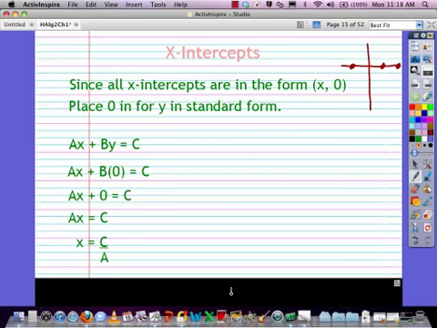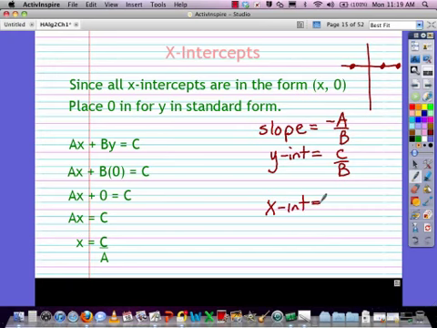Putting them all in perspective, we can now say that the slope in standard form is equal to the opposite of a over b. The y-intercept in standard form equals c over b. And the x-intercept equals c over a. Three shortcuts you're going to be able to use. It will definitely eliminate having to rewrite your standard form to slope-intercept every single time.